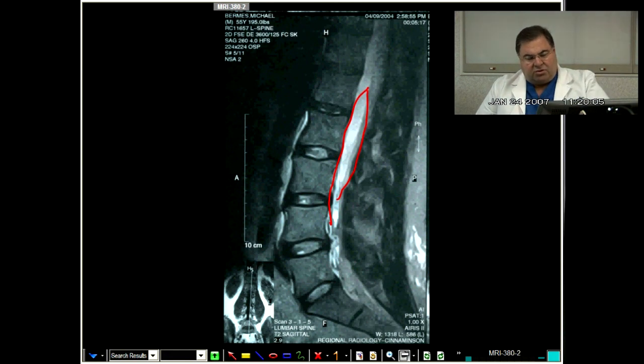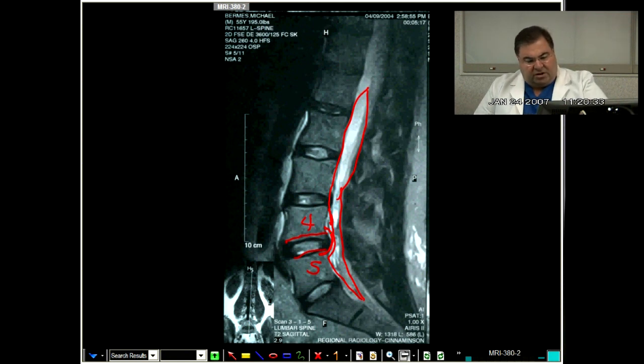This is a sac that holds the spinal cord, and then when it gets down, the spinal cord has already ended, but this is where the sac holds the spinal nerves. This is the L4-5 level, and this is the 4-5 disc. This shows a bulging disc here, which is in contact with the thecal sac at L4-5.